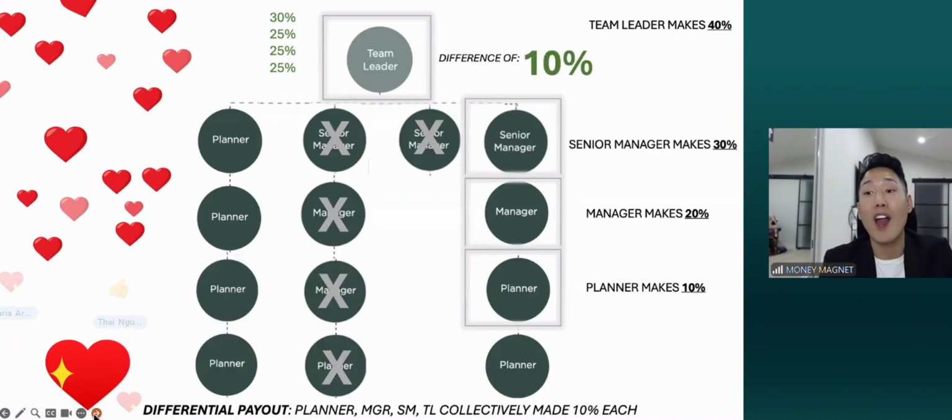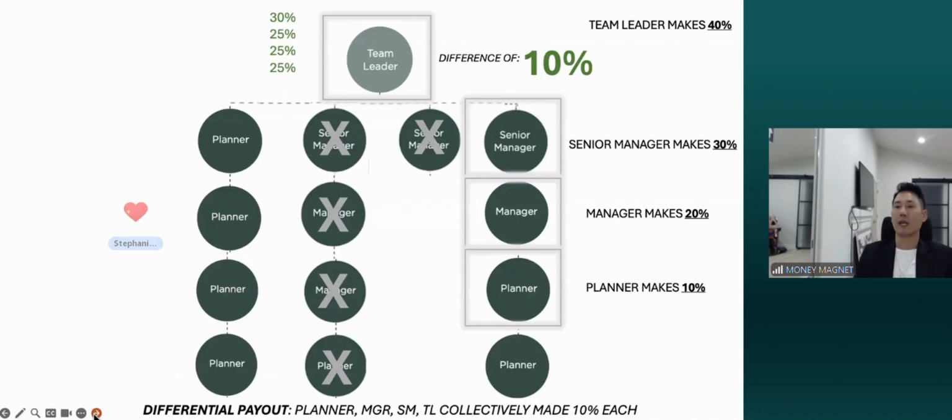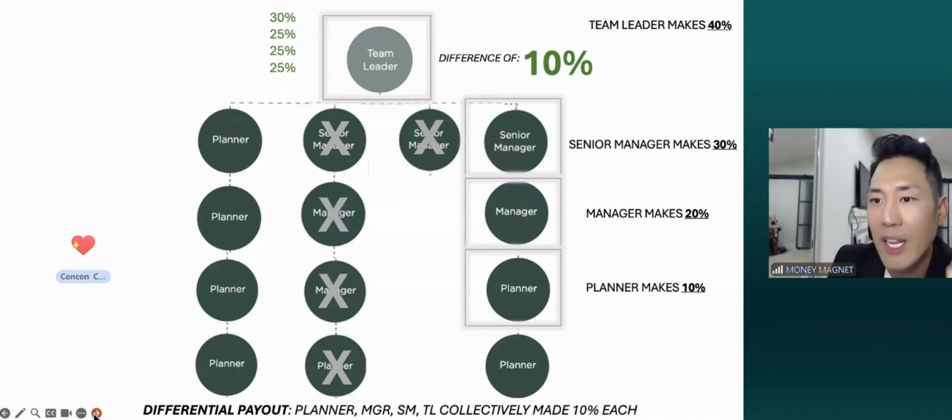Now we're going to move over to the right side. Okay, now this is a little bit more complex, right? Because why? There are ranks in here. This is not an open line. This is a true differential payout structure that you're going to see. So let's take a look, right?